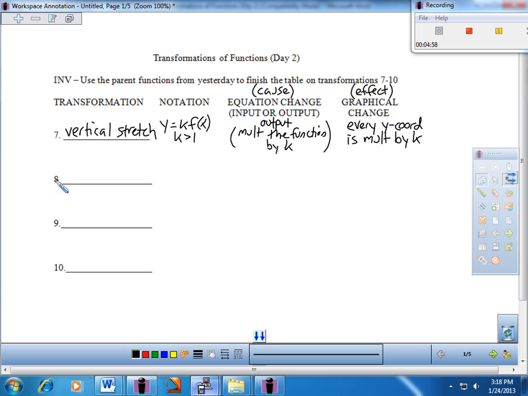Number 8. Very, very similar in its notation, but instead of k times f of x, I'm going to do it as 1 over k times f of x. So I'm going to keep my interval.